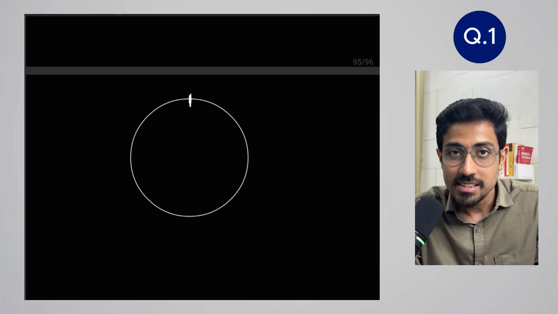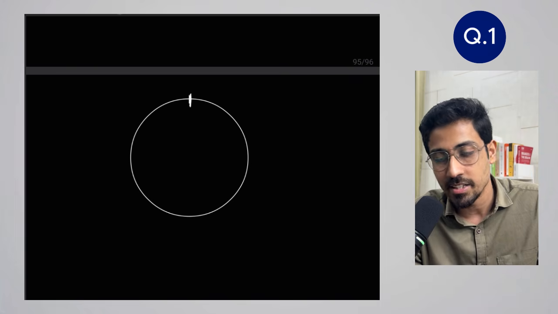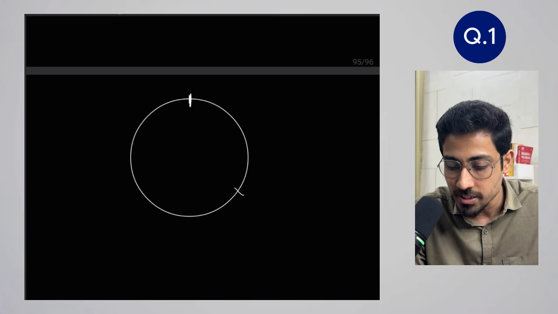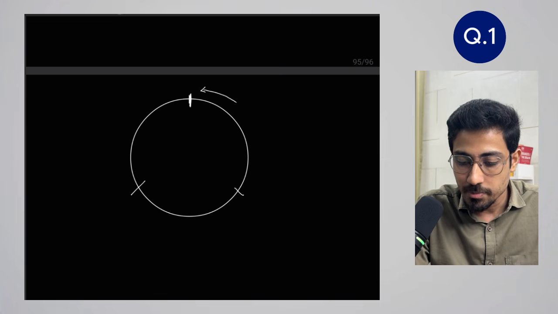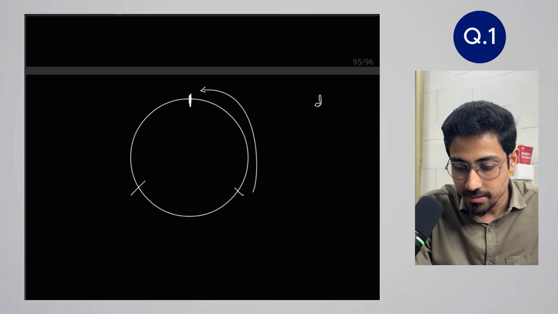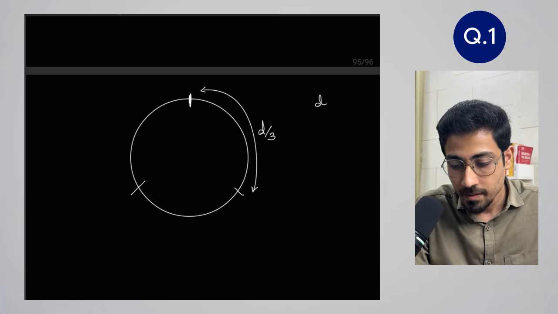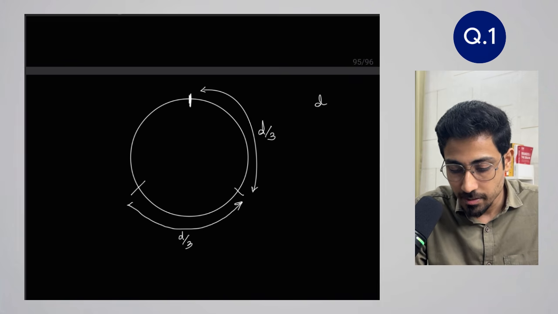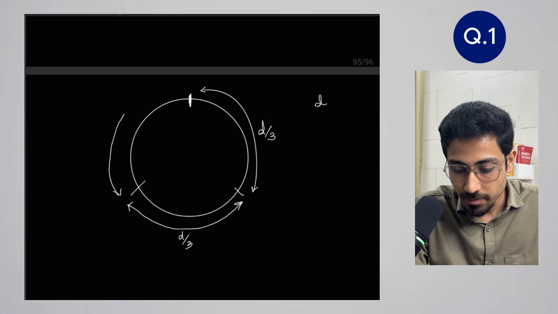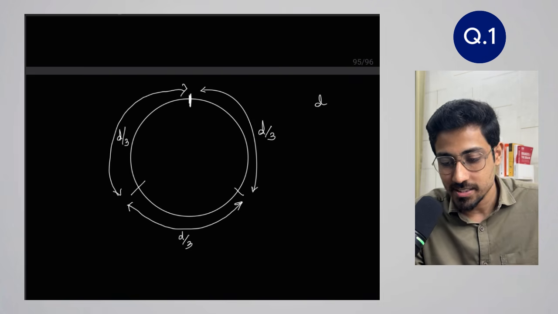Okay, the second meeting point, and it will divide the circle into 3 equidistant parts. So these will be the meeting points. And what will be the distances? Suppose the total track length I said is d, so it will divide into 3 equal parts. So this is d by 3, this will be d by 3, this also will be d by 3. So 3 equidistant parts, okay.